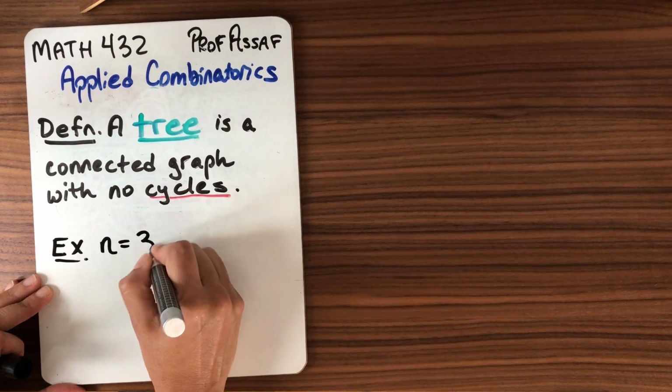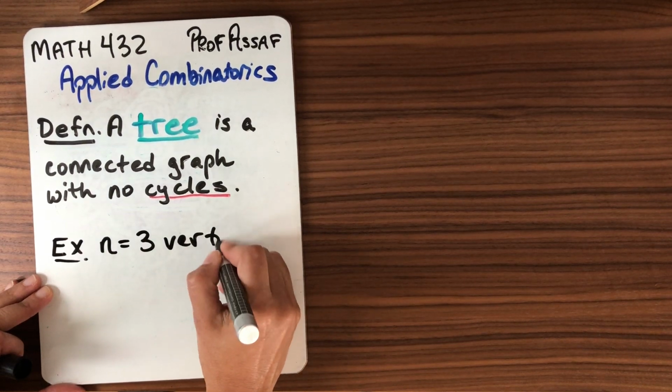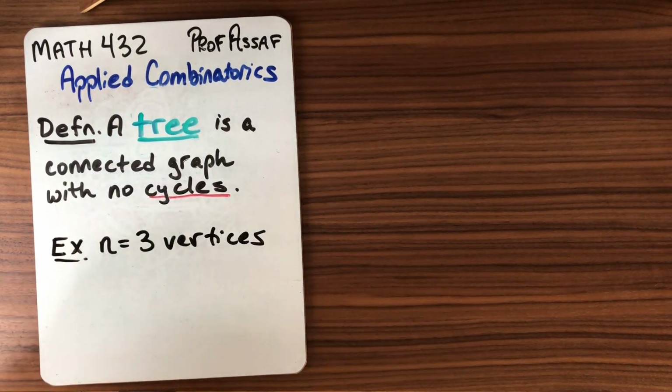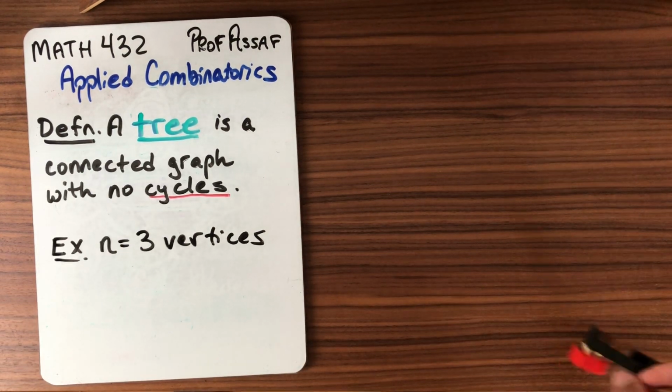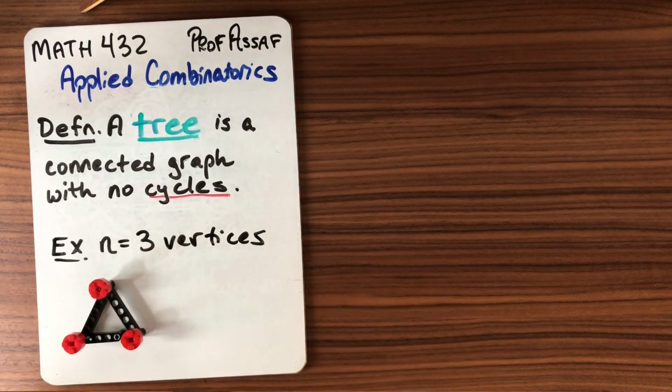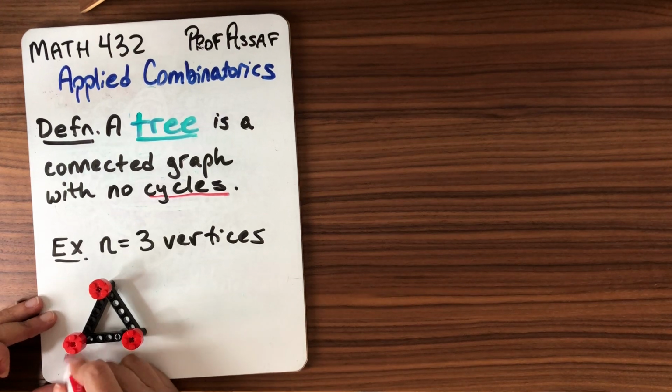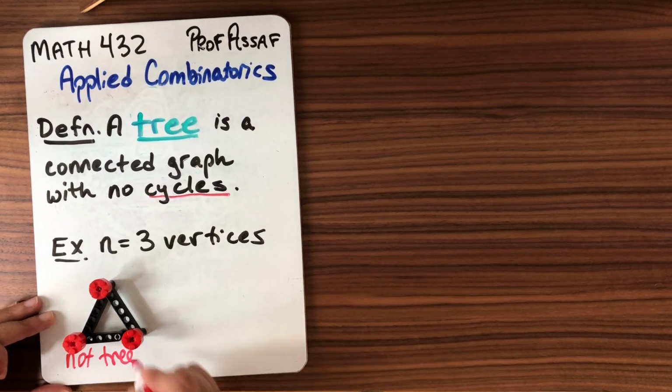Let's say n equals 3 vertices. How many different trees can we think of? Well, let's just think of graphs on 3 vertices. There aren't that many. So, of course, we can have the complete graph. This looks like this. There's a cycle here, obviously, so this is not a tree. So this is a non-example.